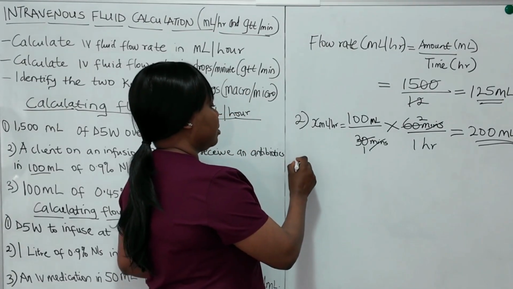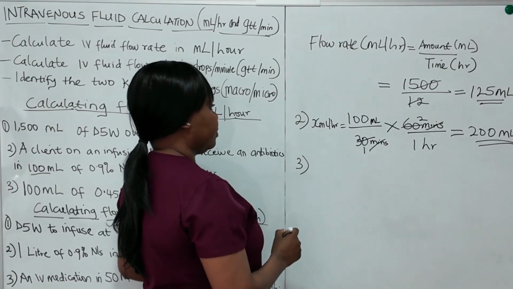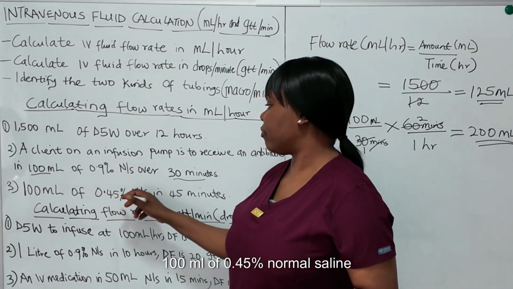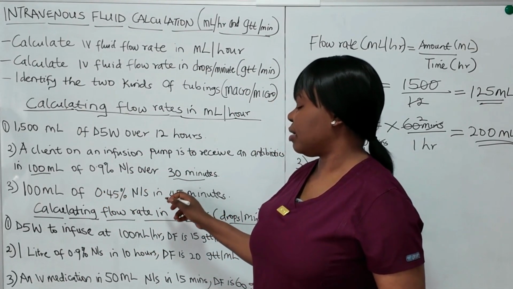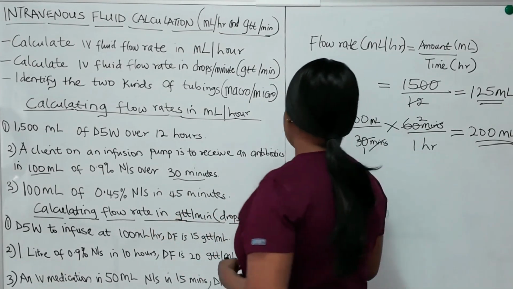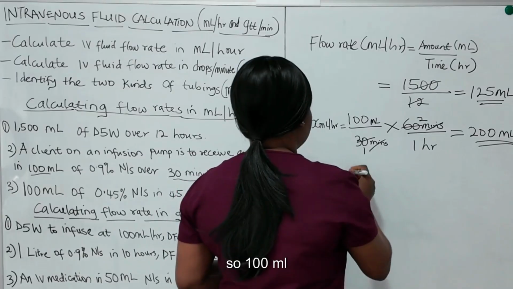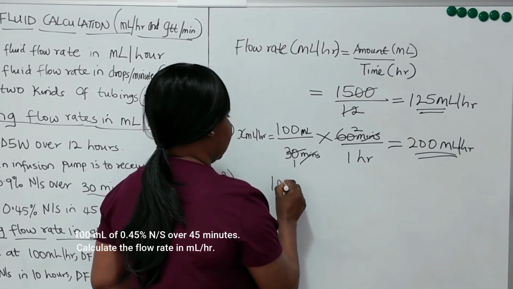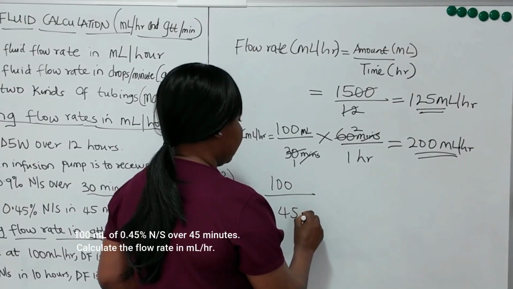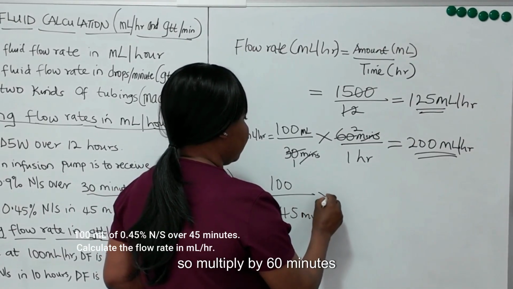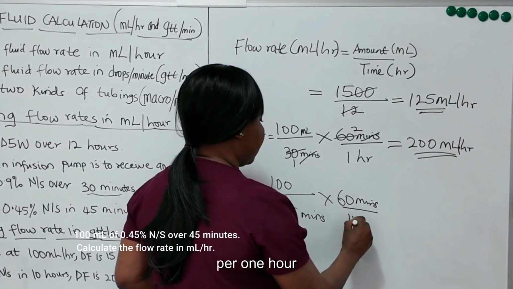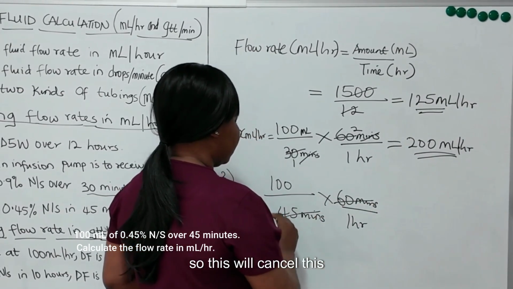So let's look at example 3. The question says 100 ml of 0.45% normal saline in 45 minutes. It's still going to be the same principle. So 100 ml, the time says 45 minutes, but we need it in hours. So multiply by 60 minutes per 1 hour. So this will cancel this.